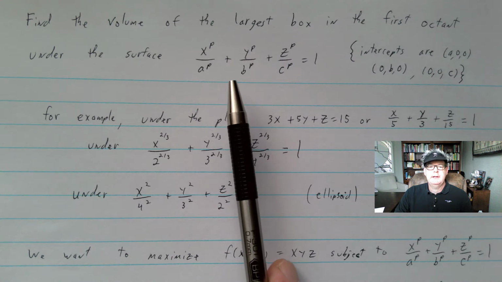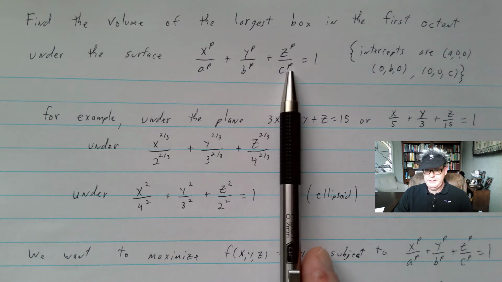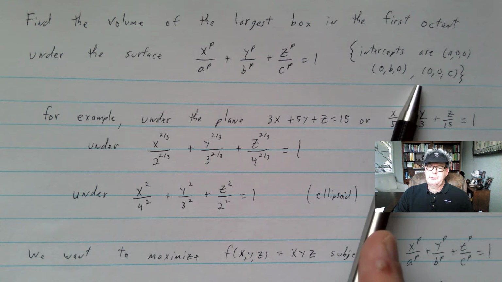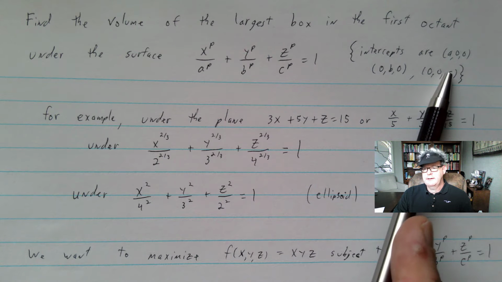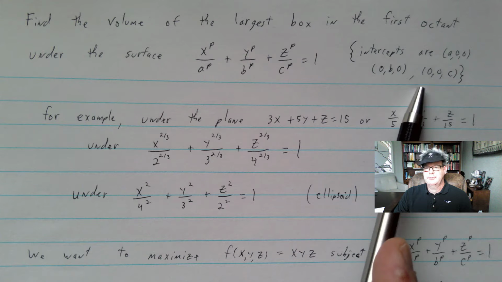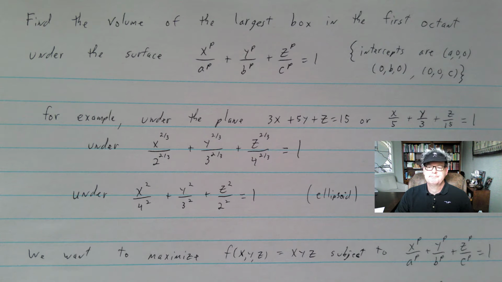surface, x to the p over a to the p plus y to the p over b to the p plus z to the p over c to the p equals 1. Notice the intercepts in the first octant would be (a,0,0), (0,b,0), and (0,0,c). They all satisfy that. So those will be the intercepts.